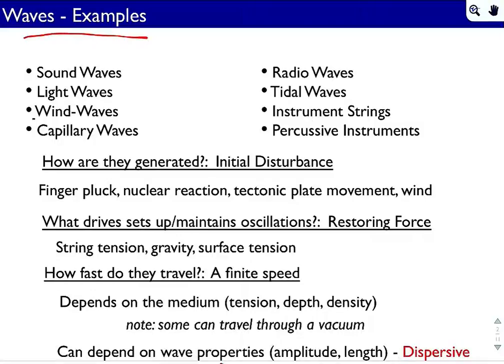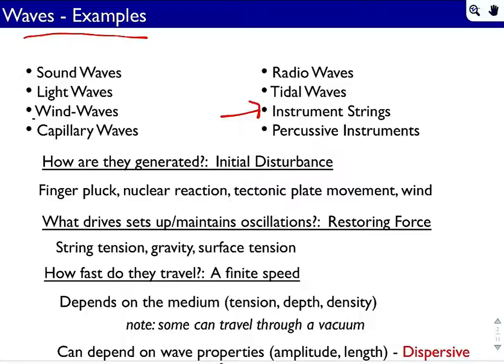There are different types of waves: sound waves, light waves, we believe, wind waves, capillary waves, radio, instrument strings, for example. Now, how are these different waveforms generated? There has to be some kind of initial disturbance. So in a guitar, for example, you pluck it with your finger. An earthquake is a movement of the tectonic plates. In the ocean, it could be wind or gravitational forcing.